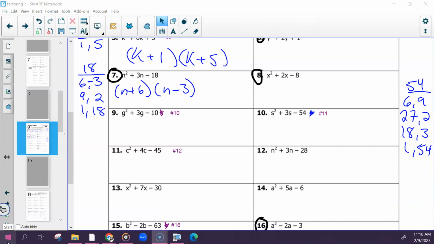Okay, so we were working on 10. We found the factors. Now, from these factors, one of them has to be negative. Which one could we make negative that if we added them together would get 3?